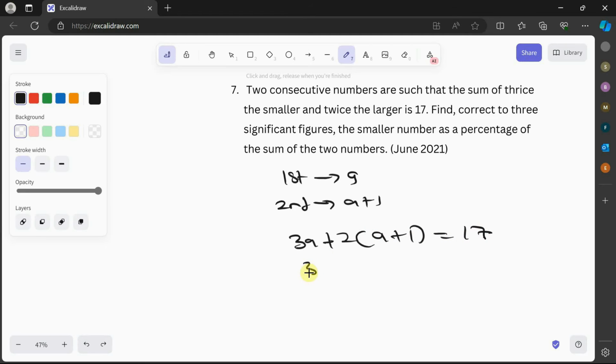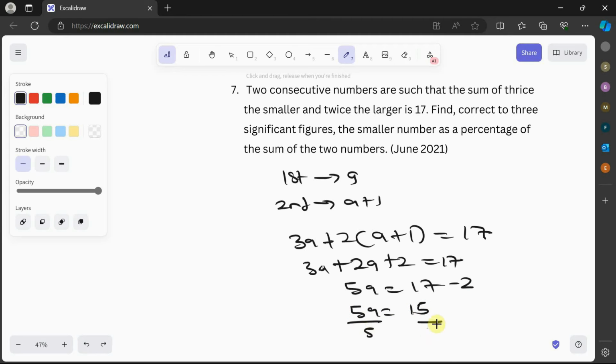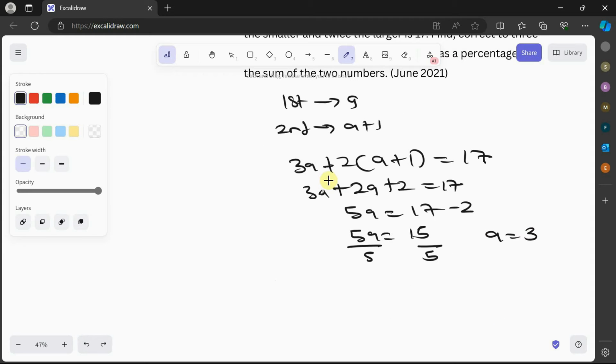So let's break this apart. That will be 3A plus 2A plus 2 is equal to 17, by opening this bracket. 3A plus 2A is 5A, so it's equal to 17 minus 2. 5A is equal to 15. If I divide both sides by 5, our A is equal to 3. So that means that the first number is 3 and the second number is what? It is 4, which is A plus 1.